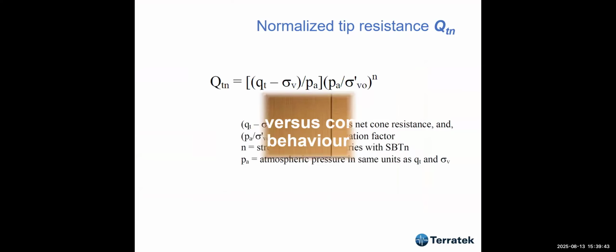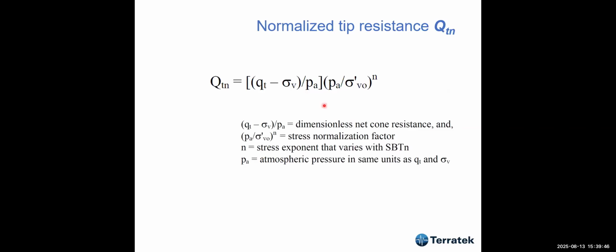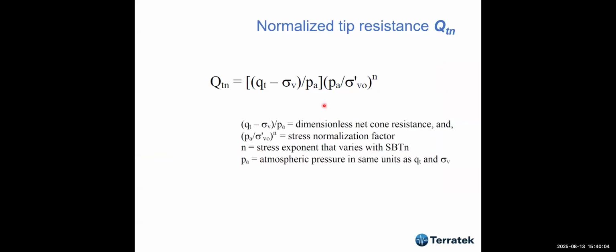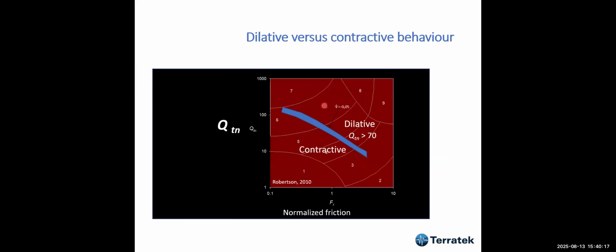The other thing which is very important is dilative versus contractile behavior. And this is very important, especially to analyze the possibility of liquefaction potential. And in tailings, this is of utmost importance. And this is something that Peter Robertson also developed, the KTUN value, the normalized tip resistance, with this kind of equation.